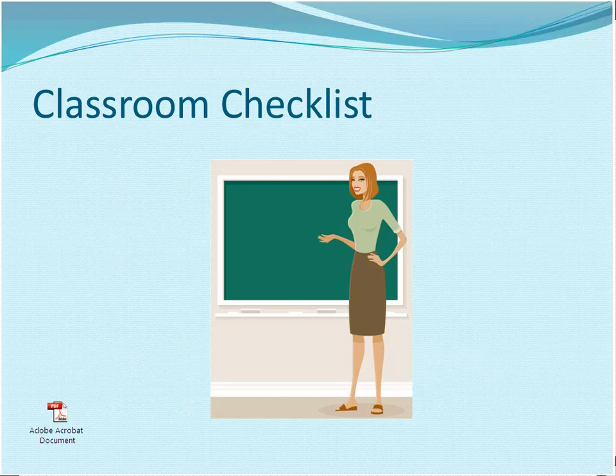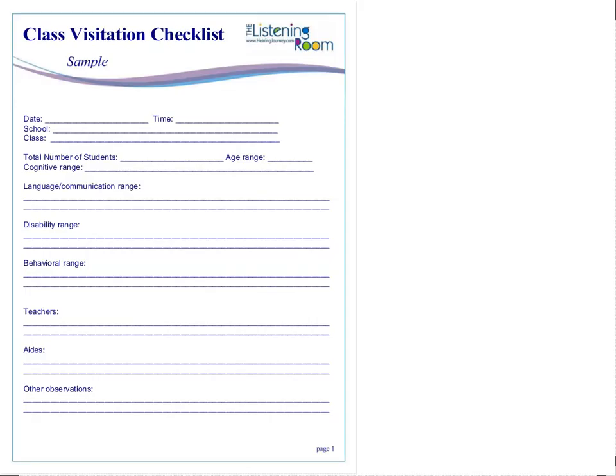So next one, classroom checklist. Another one off the Advanced Phonics website, but a great tool to just take with you and fill in. How many kids are in the classroom? Are they the actual age of my child? Are they ranging below my child, above my child? What does it look like? These are all key questions to consider when you're looking at a classroom.